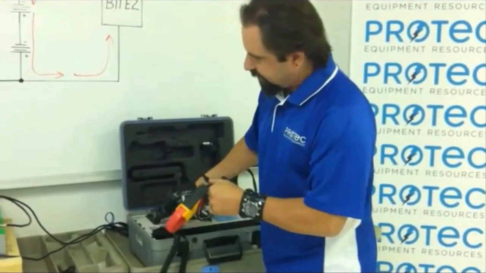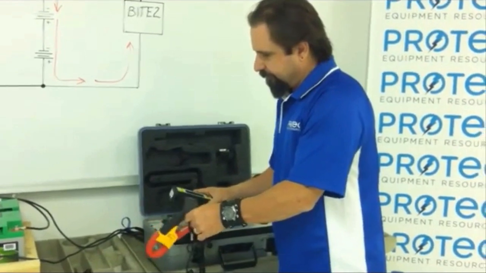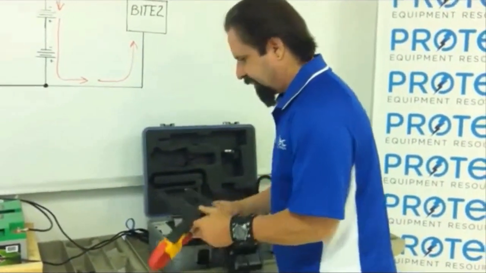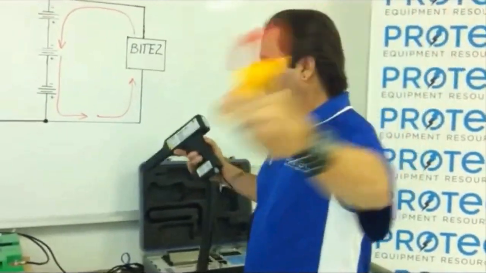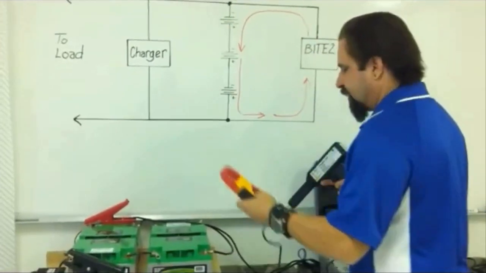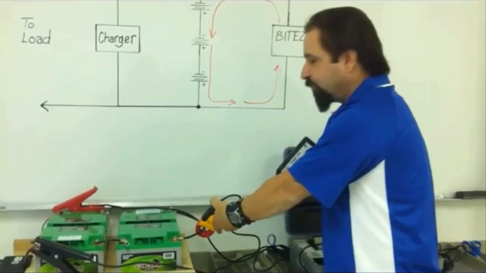The CT will also plug into the bottom end of the gun. And the CT will get connected anywhere within this loop circuit. So most convenient would be connecting it across an inter-tier cable.